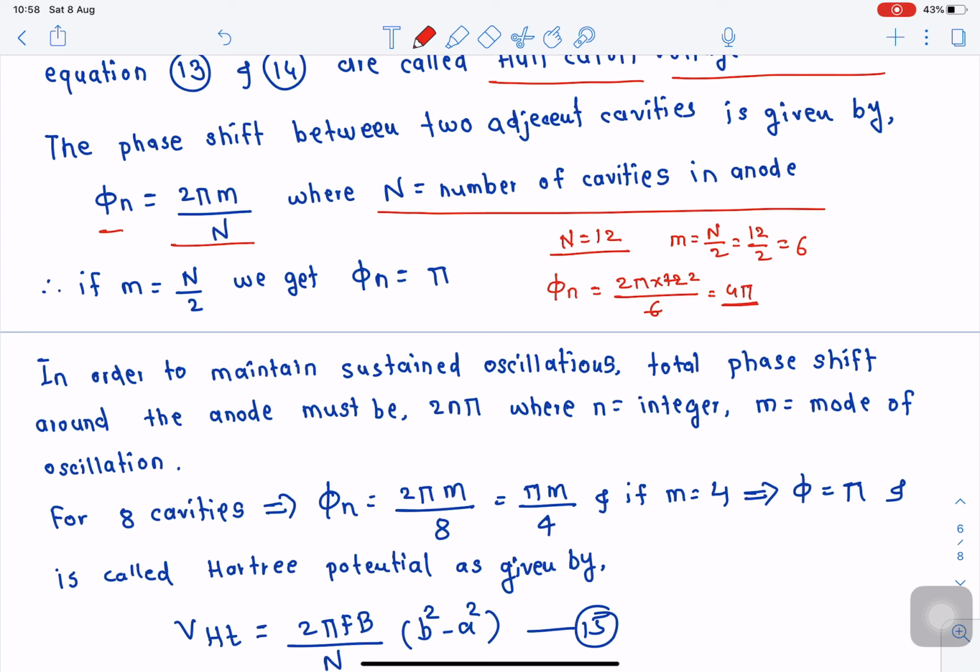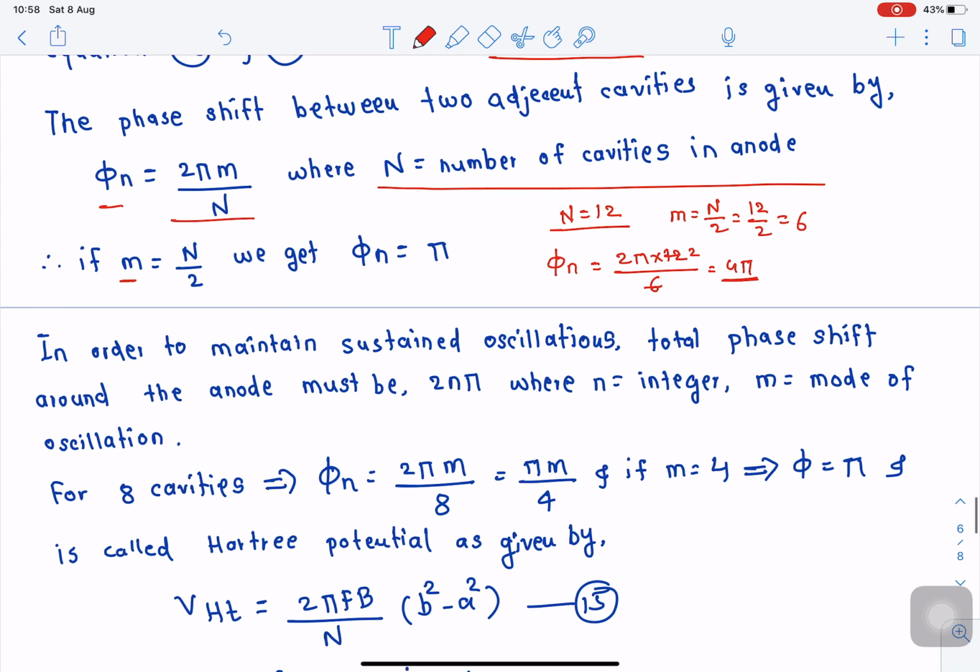In order to maintain sustained oscillation, the total phase shift around the anode must be 2n times pi, where n is an integer and m is the mode of the oscillation. So here small m, which we normally take as n by 2, we call the mode of oscillation. For example, if we have a total number of cavities with which the anode is constructed, say 8 cavities.